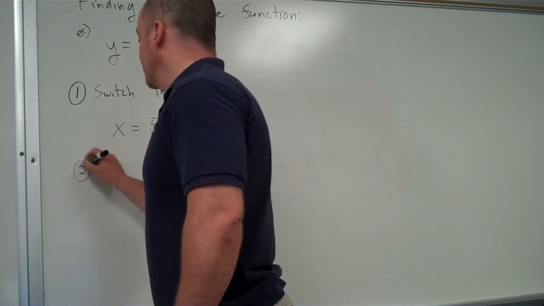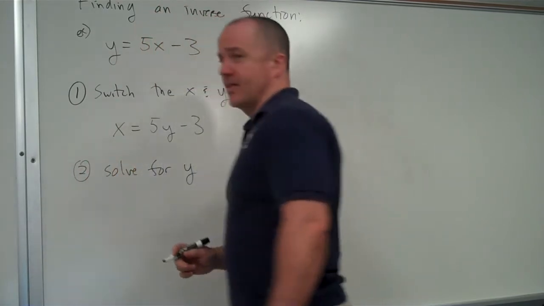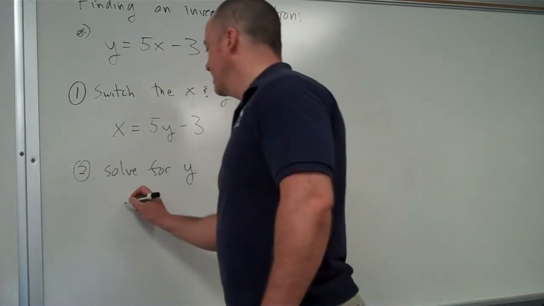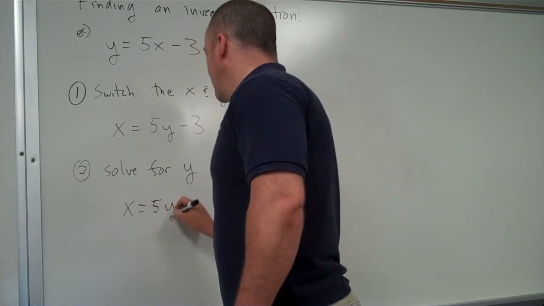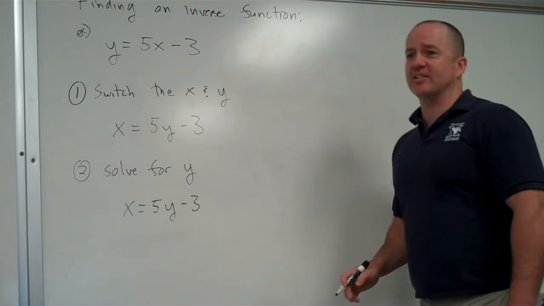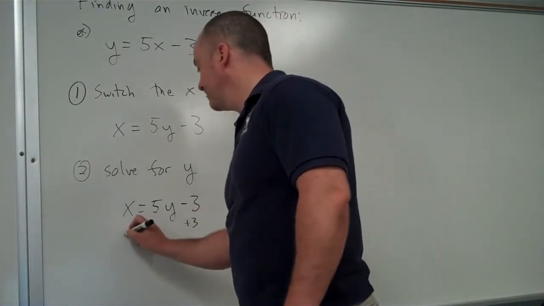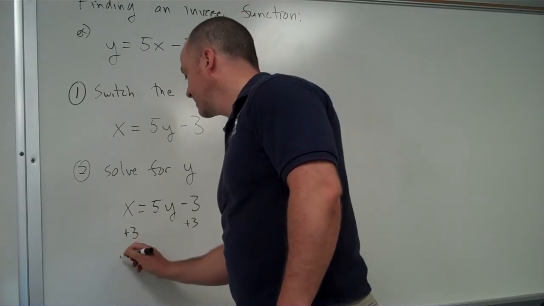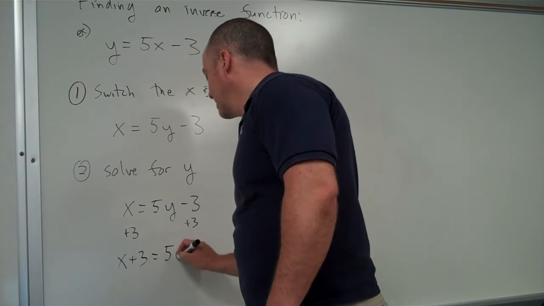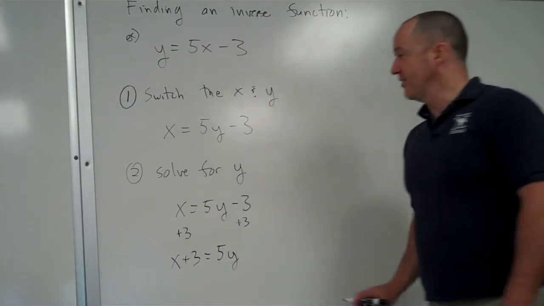Step 2. Solve for y. Okay, so now I'm going to solve this for y. So I have x equals 5y minus 3. What's my first move going to be? Going back to last fall here. Plus 3 to both sides. So I have x plus 3 equals 5y. Now what do I do? Divide it all by 5.